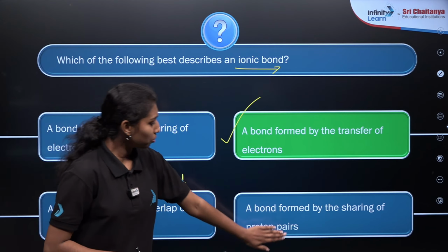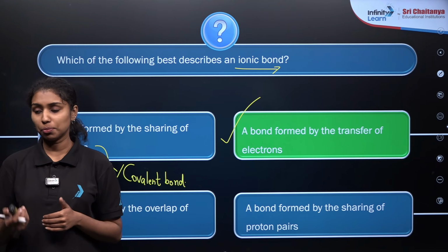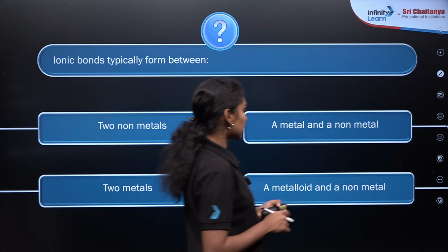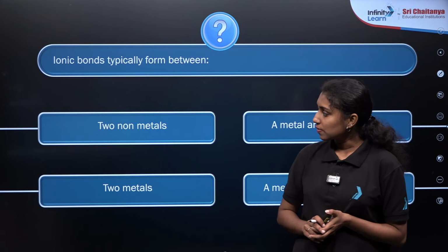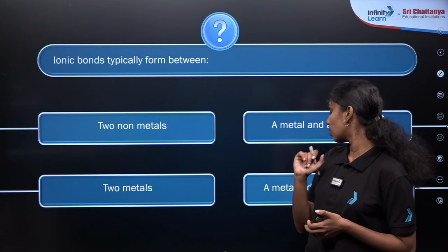They are just giving me random options to confuse you. There is nothing meaningful about options C and D in terms of bonds. So here is the next question. Ionic bonds typically form between two non-metals, two metals, a metal and non-metal, or a metalloid and a non-metal.